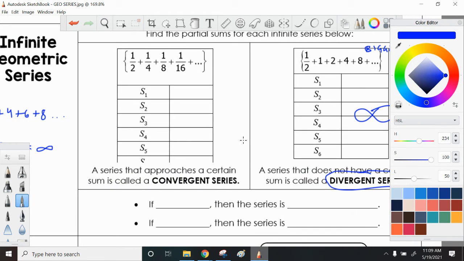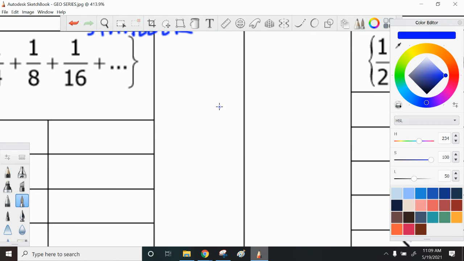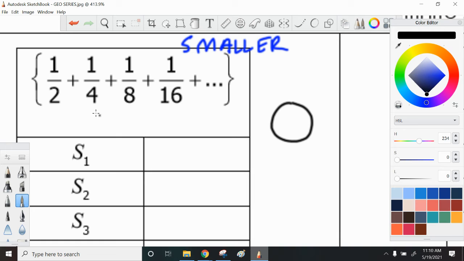Now, if you look at this other series, these numbers, these terms are getting smaller and smaller. We're adding 1/16, which is a little crumb. And then we're going to add 1/32, which is a little crumb. Imagine, and pardon my drawing skills here, but imagine that you have a circle, and we're going to add up all of these slices of pizza. So to start, we're going to add up half the pizza.